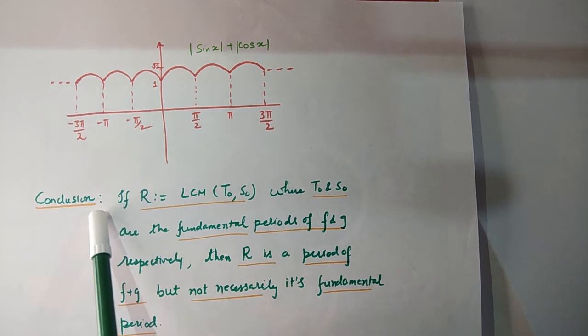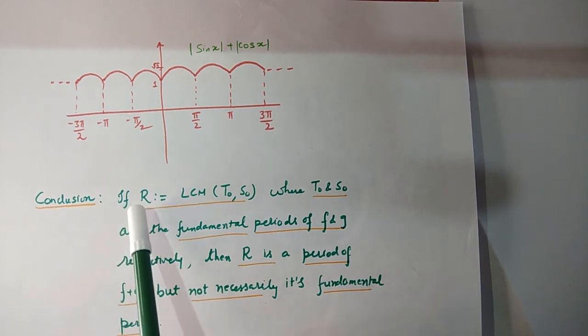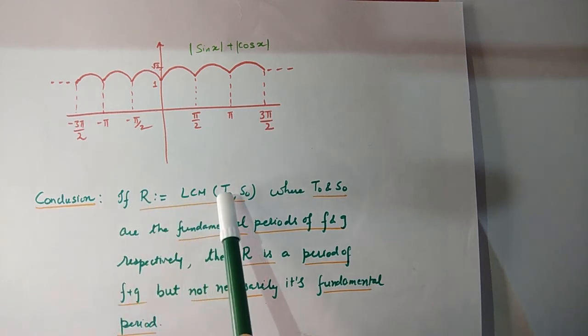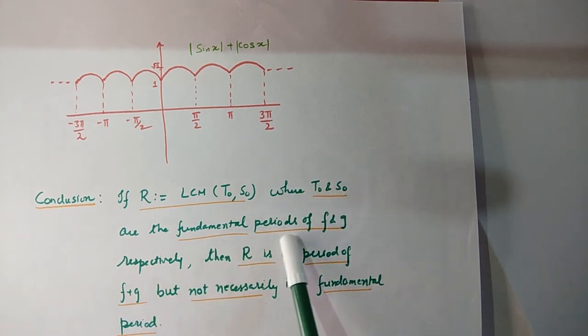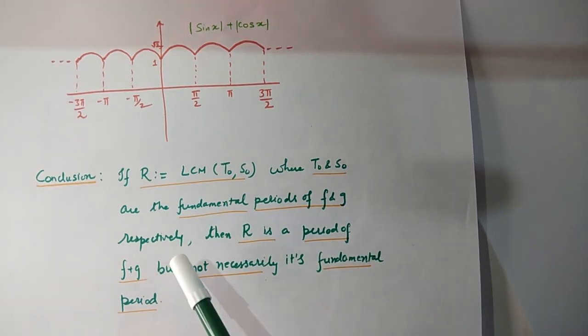This brings us to an important conclusion. If R is the LCM of T0 and S0, where T0 and S0 are the fundamental periods of the functions f and g respectively, then R is definitely a period of f plus g, but not necessarily its fundamental period, as we have seen in the last two counterexamples.